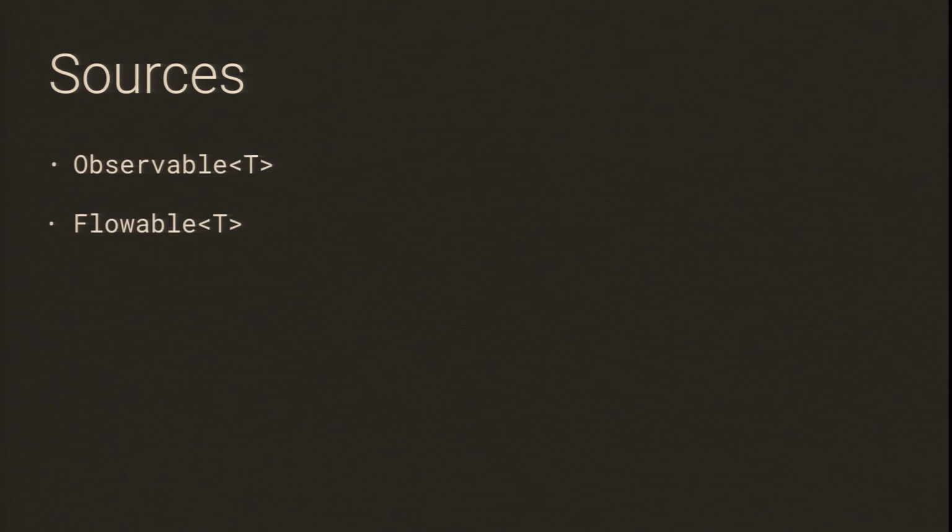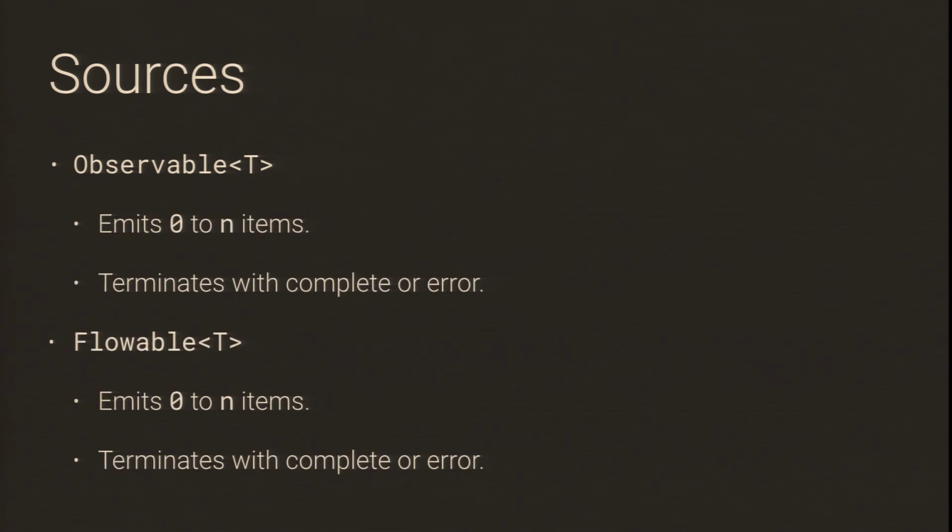So there are two main types which represent sources of data. One is called Observable and the other is called Flowable. And they both model the same shape of data. And by shape, I mean how emissions happen and how they potentially complete. Both of these represent anywhere from 0 to infinite or a certain number of items. And then they will either terminate with success, or they will terminate with an error, or again, potentially not terminate at all.